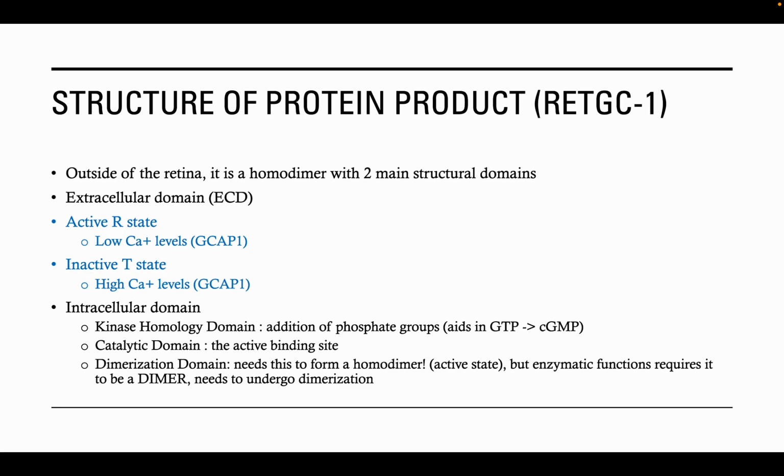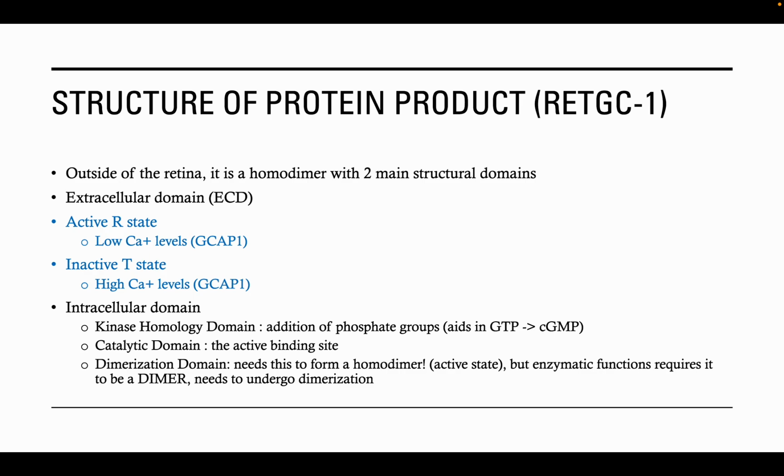Outside the retina, it is a homodimer. As we know, homodimer means it has two identical subunits, and it has two main structural domains. It has the extracellular domain, which we're not going to focus on. We're going to focus more on the intracellular domain. The extracellular domain is whatever's on the outside of the membrane, and the intracellular is what's inside the membrane. It's a type of integral protein, like we talked about in class, where it spans the entire membrane.